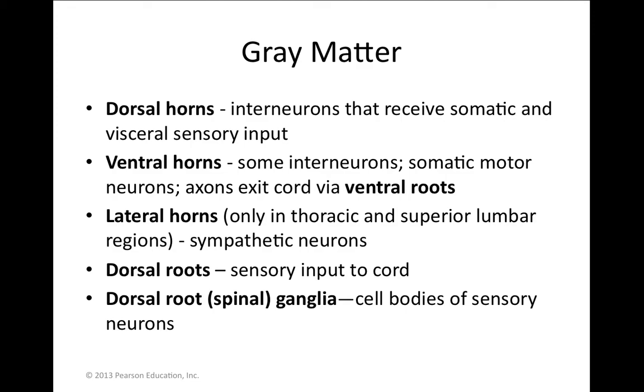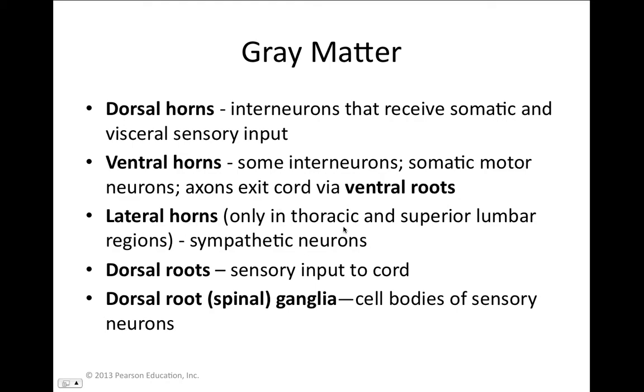The ventral horns are going to have some interneurons, but they're mostly going to be somatic motor neurons and axons that exit the cord via the ventral roots. So you'll get the interneurons coming from the dorsal horns, synapsing on the ventral horn, where those neurons will then send a signal out to the muscles to dictate motion of some sort.